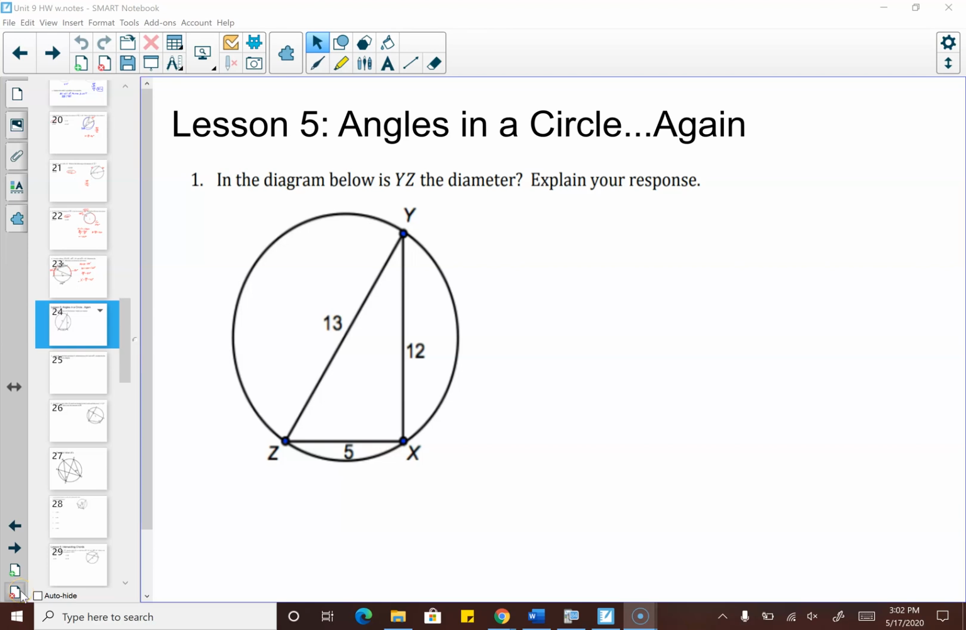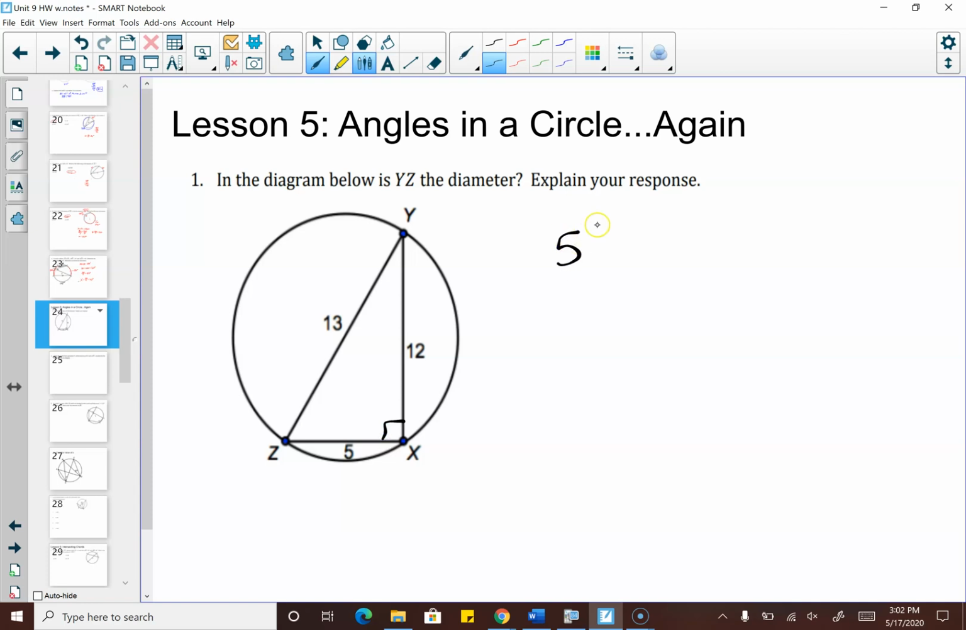For lesson 5's homework, we're going to continue our work with more angles in our circle. So in the diagram below, is YZ the diameter? Explain your response. Well, if YZ was the diameter, that would make this a right triangle with the right angle at X.